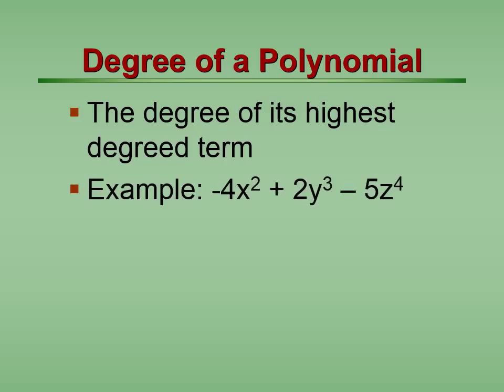So in this example, you've got negative 4x squared plus 2y cubed minus 5z to the 4th. So the degree of your first term is 2, the degree of your second term is 3, and the degree of your third term is 4, which means that 4 is the highest degree term, so the degree of your polynomial would be 4.